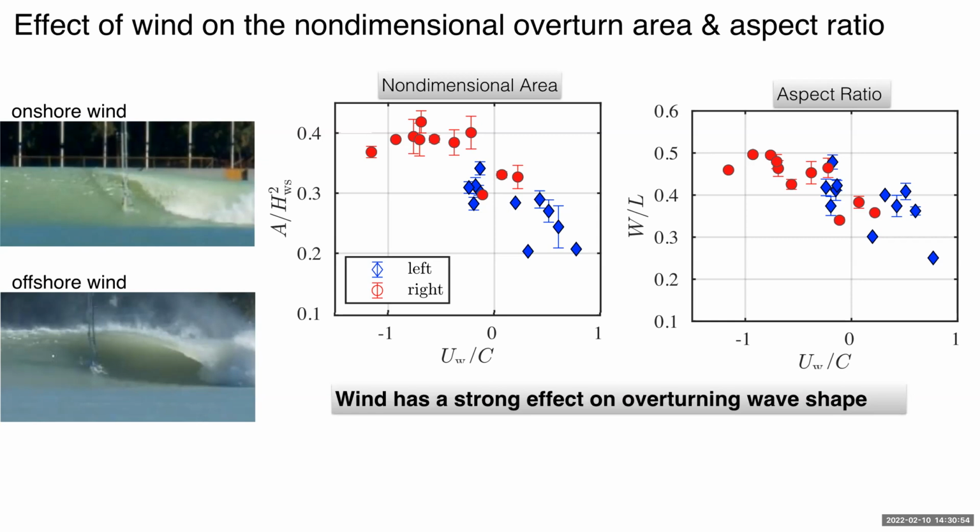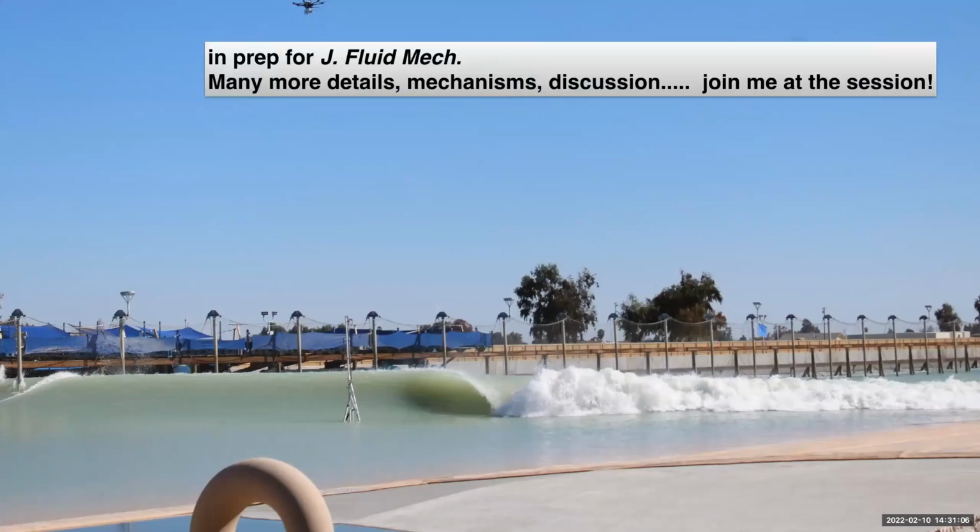And so the conclusion here is that once you've isolated the effects of bathymetric variations, tidal variations, and such, the wind has a strong effect on overturning wave shape. And I'd just like to conclude by saying this work is in prep for Journal of Fluid Mechanics. There's many, many more details. This was relatively fast, and there are things to discuss. So join me at the session.